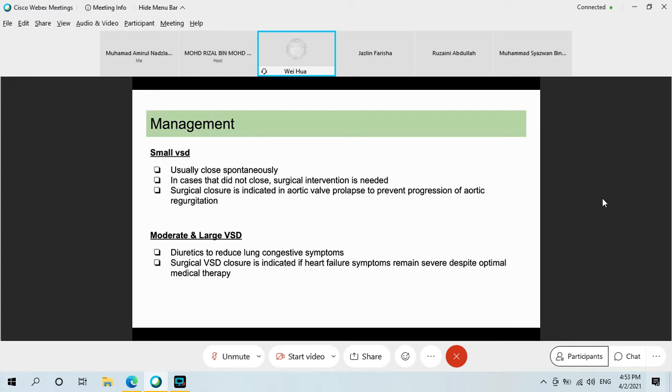For the moderate and large ventricular septal defect, because the patient has the sign of heart failure and also the sign of lung congestive syndrome, we need to give diuretic to reduce the lung congestive symptoms. And surgical ventricular septal defect closure is indicated if the heart failure symptoms remain severe despite optimal medical therapy.